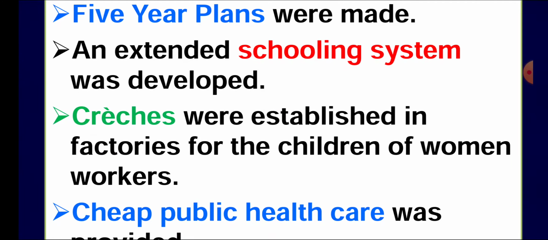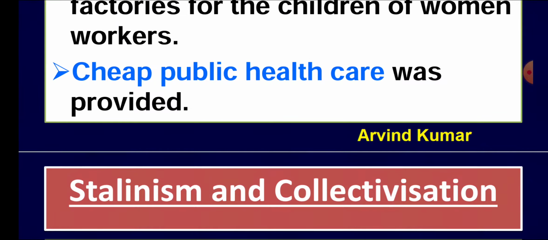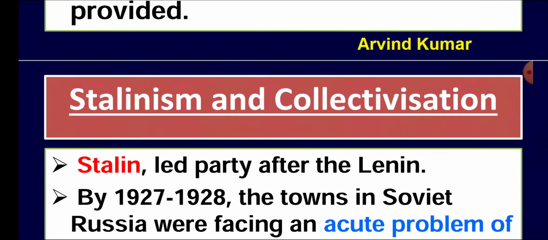The schooling system was developed. Creches here refers to areas which were established in the factories for the children of women workers, where these children could get some facilities, health care, and some education. Model living quarters were set up for the workers. For the workers, some steps were taken to improve their health condition. Even some steps were taken to improve the condition of the laborers.